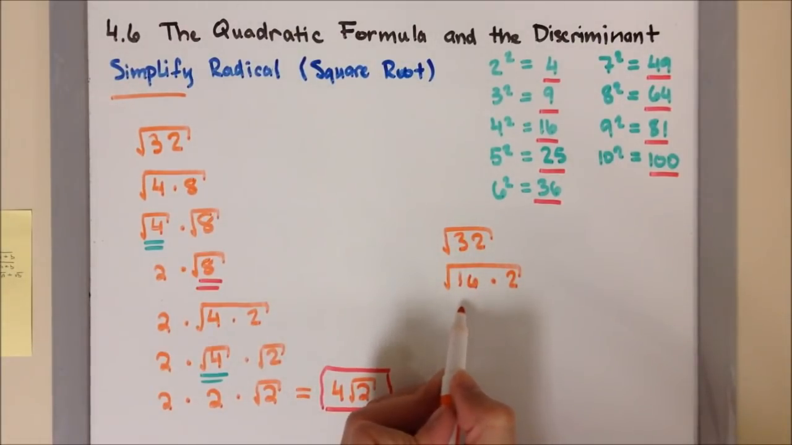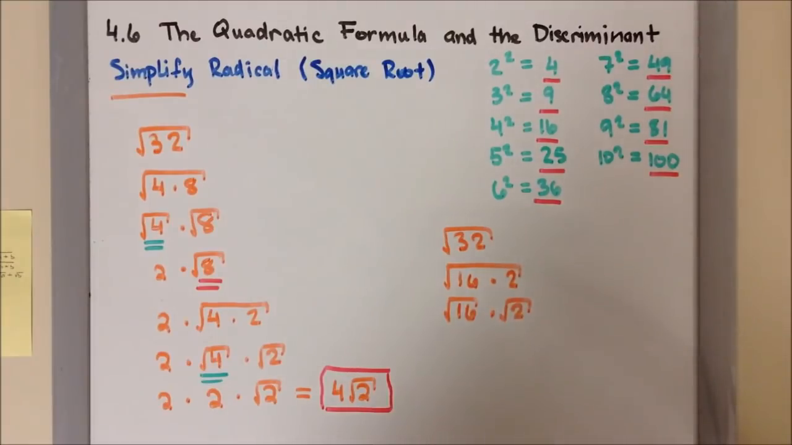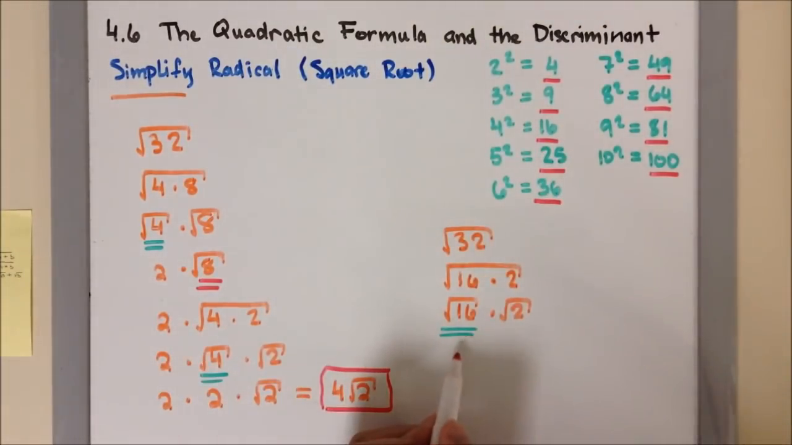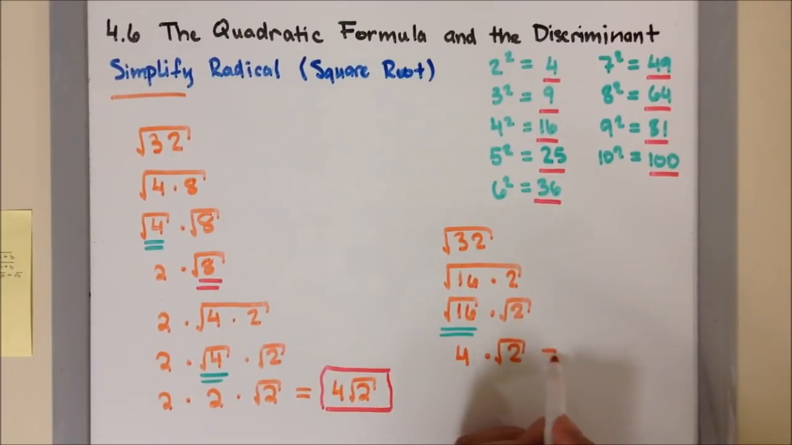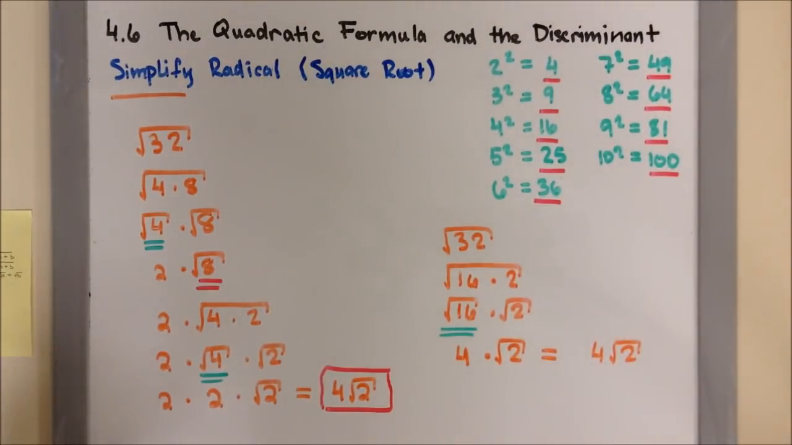Now I'm going to break it into two square roots, so the square root of 16 times the square root of 2, like that. Now the only one I can simplify is the square root of 16. The square root of 16 is 4. I cannot simplify the square root of 2, so it will stay the same. So 4 times square root of 2 is simply 4 square root of 2. Just like that. So that's my final answer.